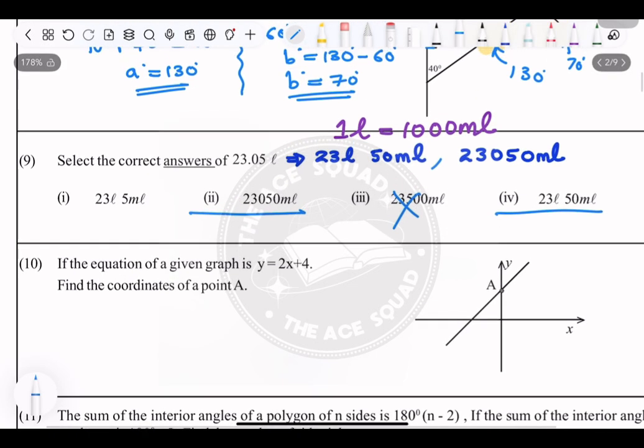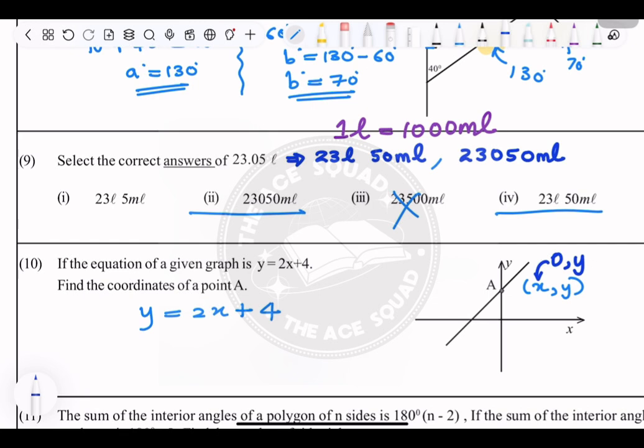If the equation of a given graph is y equals 2x plus 4, find the coordinates of a point A. So they've given you the equation. Okay, y is equal to 2x plus 4. So for this coordinate, there's going to be an x and a y coordinate for this A, no? So we know one of these coordinates. Out of this x and y, we know one of them. What is it? Yes, it's the x coordinate. You can see this coordinate is on the y-axis. So that means the x coordinate is definitely 0. So you just need to find what is the y coordinate.